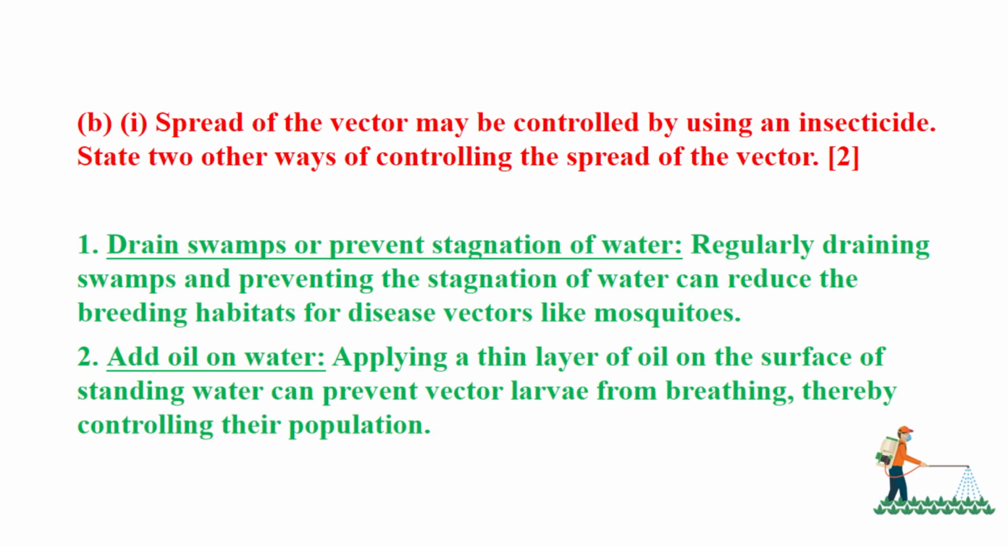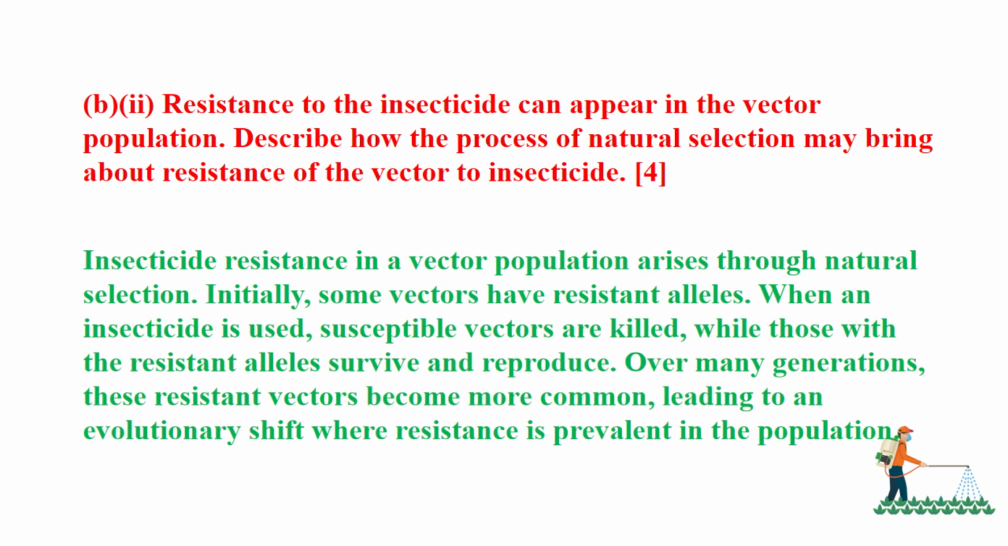Part B, Part 1 is about how the spread of the vector may be controlled by using an insecticide. State 2 other ways of controlling the spread of the vector. Besides insecticides, we can control the spread of mosquitoes by: firstly, regularly draining swamps and preventing the stagnation of water can reduce the breeding habitats for disease vectors like mosquitoes. Secondly, applying a thin layer of oil on the surface of standing water can prevent vector larvae from breathing, thereby controlling their population.